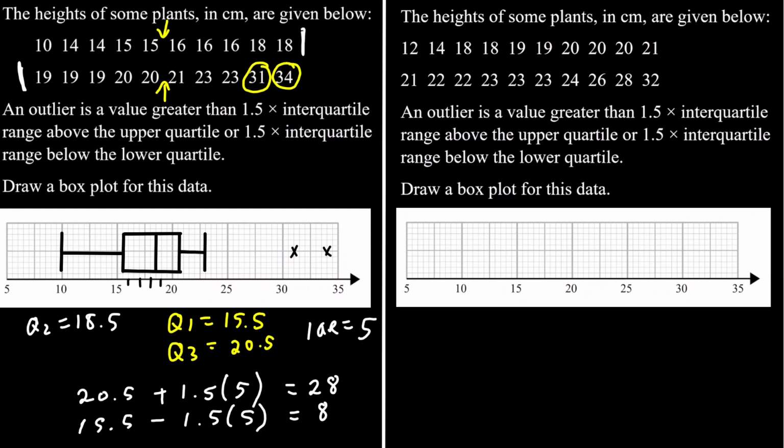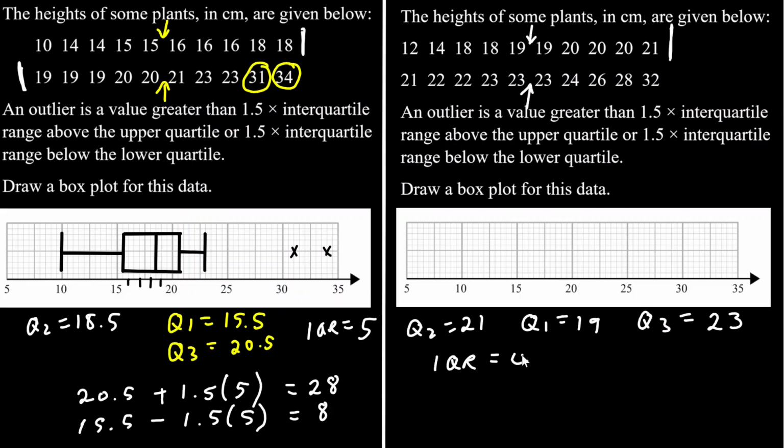So we've got the heights of the plants again, and let's work out our median, which is 21, halfway through the data. Our lower quartile is halfway through the lower half, 19. Our upper quartile, halfway through the top half, 23. So our interquartile range is 4.